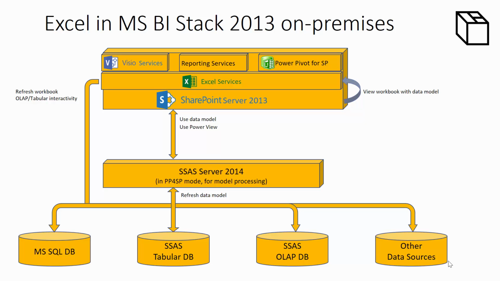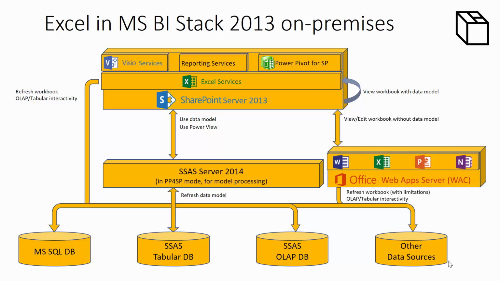There's also the SSAS server in Power Pivot for SharePoint mode that one would install if one would have workbooks with the data model. So this box used to handle the data model, process it. Both Excel Services and the SSAS box could delve into the organizational data sources and refresh the data.